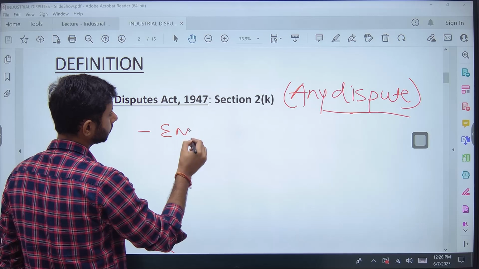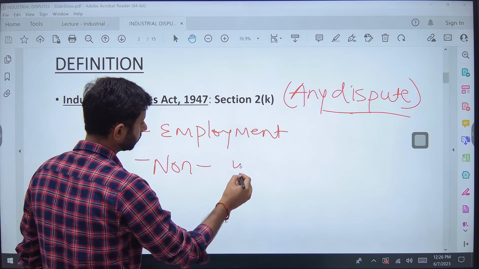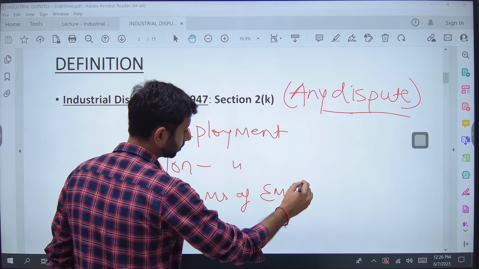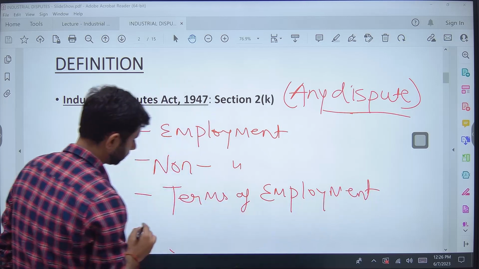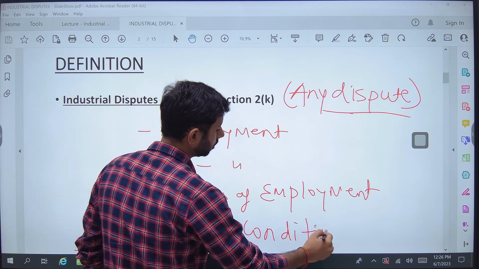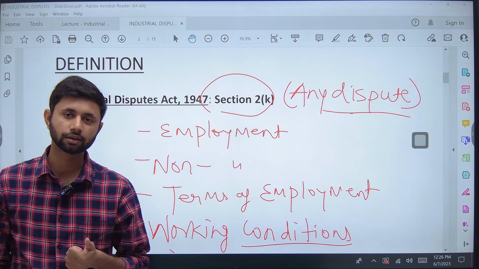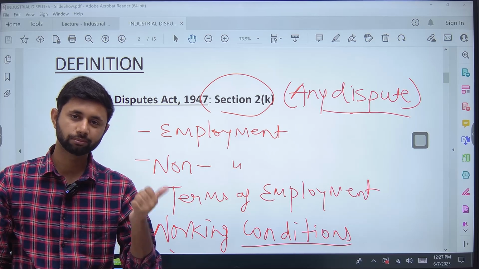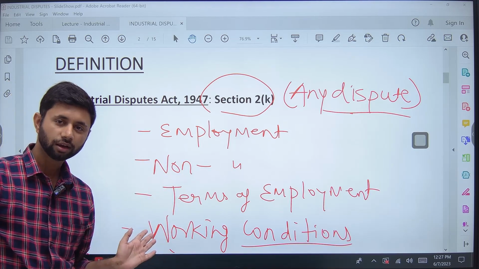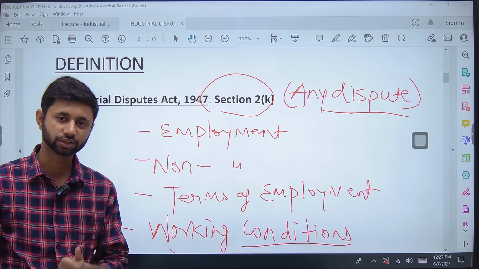Dispute regarding employment, then non-employment, then terms of employment, and last but not least, working conditions. Okay. So the definition under Section 2(k) of the Industrial Disputes Act 1947 says that any dispute arising between employer and employer, employer and worker, worker and worker, with regard to employment, non-employment, terms of employment, and lastly working conditions of any person. This is the sole definition of industrial disputes as per the Industrial Disputes Act 1947.